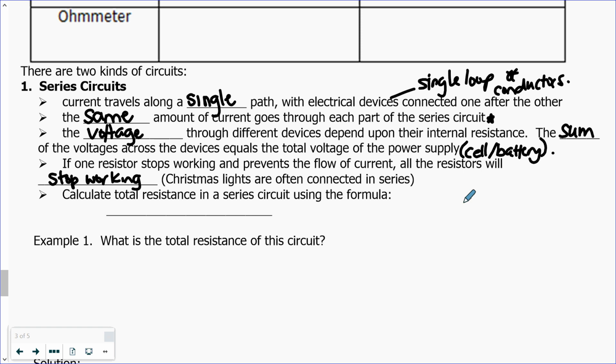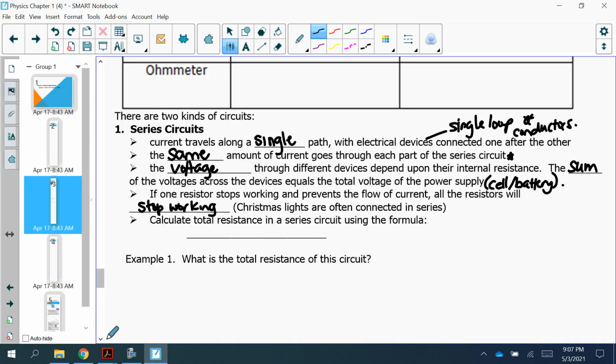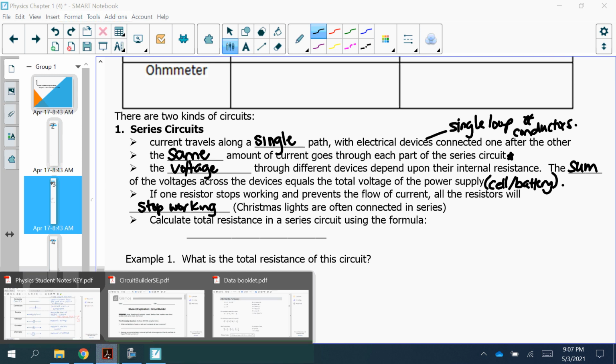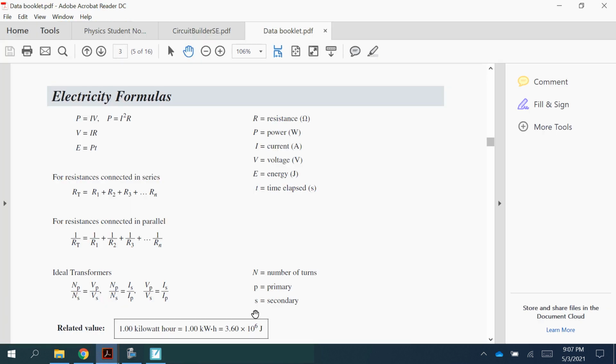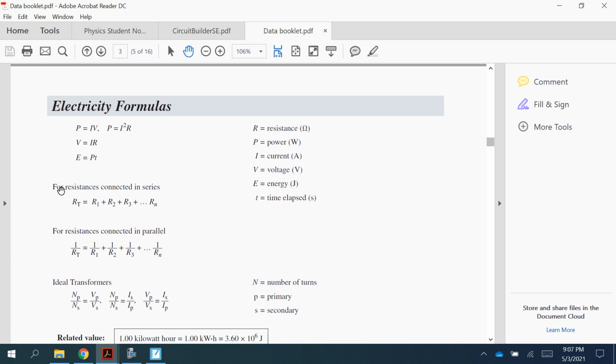So in order to calculate the total resistance in a series circuit, we use the following formula. I was smart enough this time to pull up my data booklet ahead of time. So for resistances connected in series, the way that we figure out the total resistance of the circuit is just the sum of all of the individual component resistances.